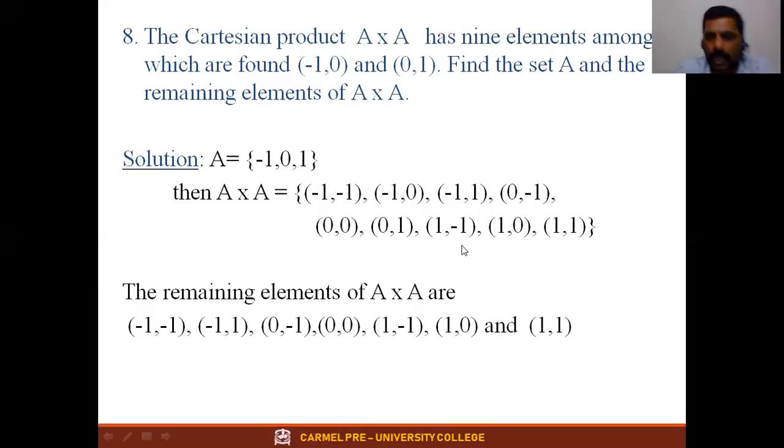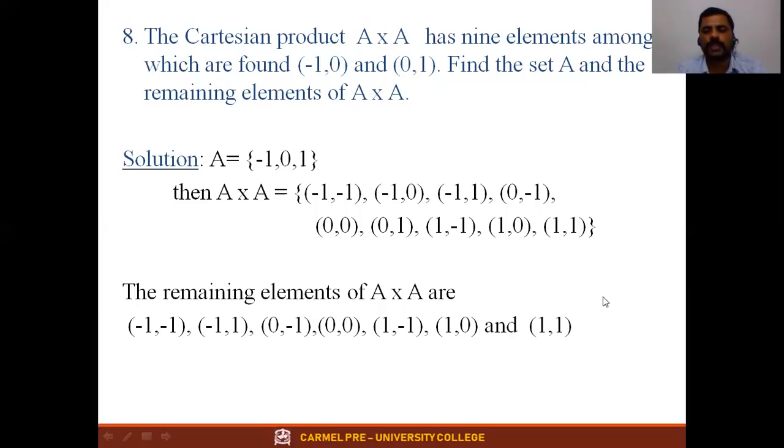Now, did they ask you to find A cross A? No. What did they ask you? Find the remaining elements of A cross A. Whichever elements are given here, ignore those two, and write the remaining 7 elements. The remaining elements of A cross A are: (-1, -1), (-1, 1), (0, -1), (0, 0), (1, -1), (1, 0), and (1, 1).